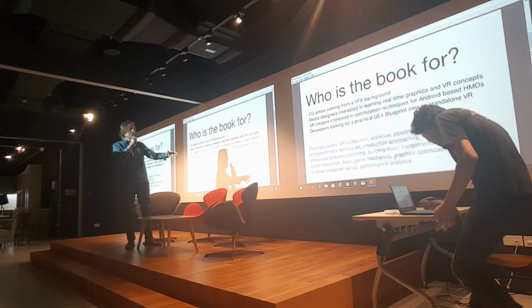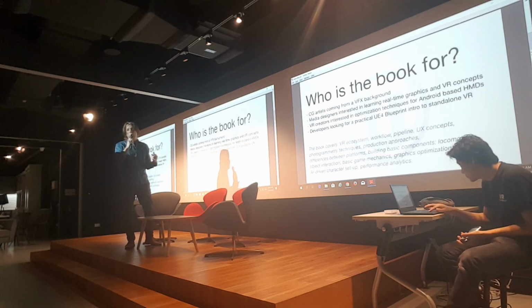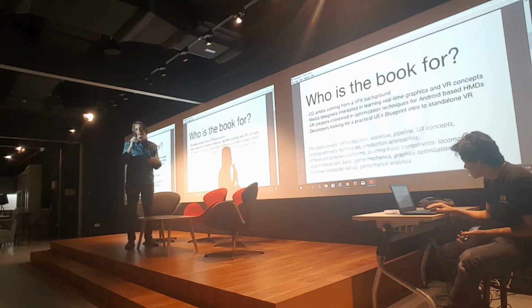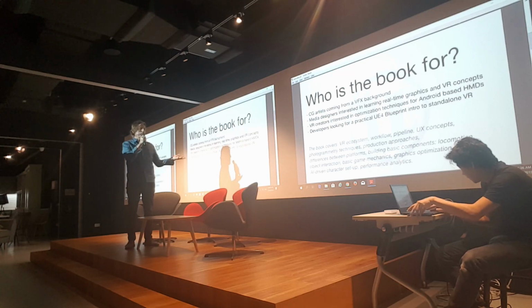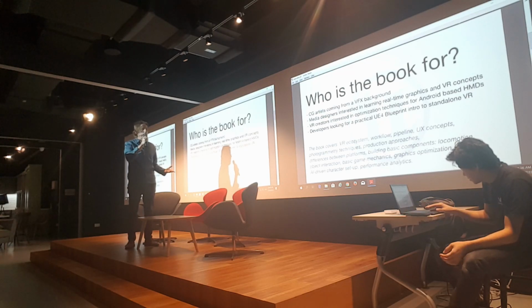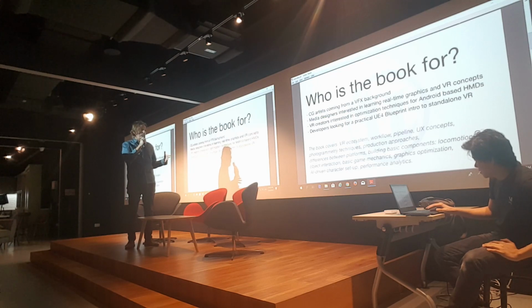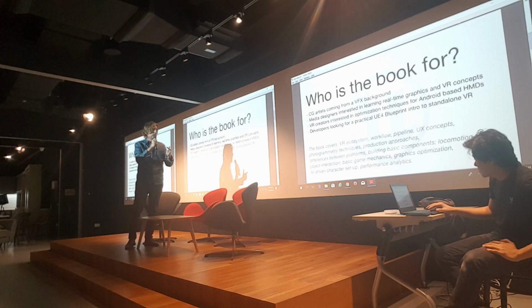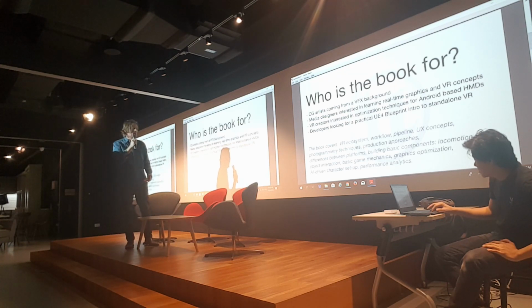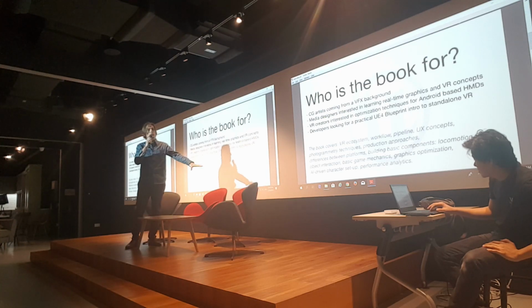So the book covers a lot of stuff. It's down there: ecosystem, workflow, pipeline, concepts, also stuff like photogrammetry techniques, because that has become pretty popular. It talks about production approaches, differences between platforms, building basic components. It looks at the basic building blocks like locomotion, teleportation, object interaction, basic game mechanics, graphic optimization, and also specialized stuff like AI-driven character setup and performance analytics and optimization.